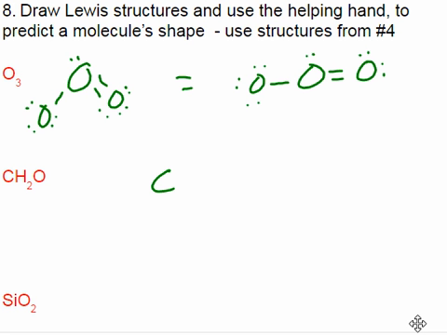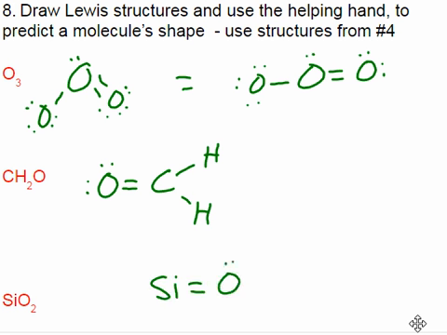CH2O, remember, right? The C with an H and then a double bonded oxygen. So the only lone pairs are over on the oxygen. And then SiO2, the Si is double bonded to each oxygen, so it has no lone pair.